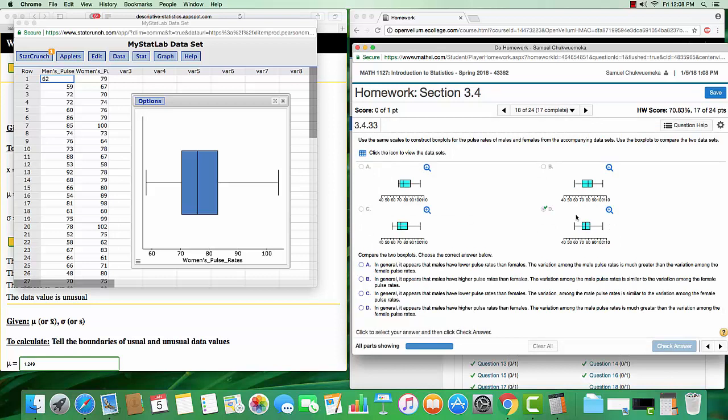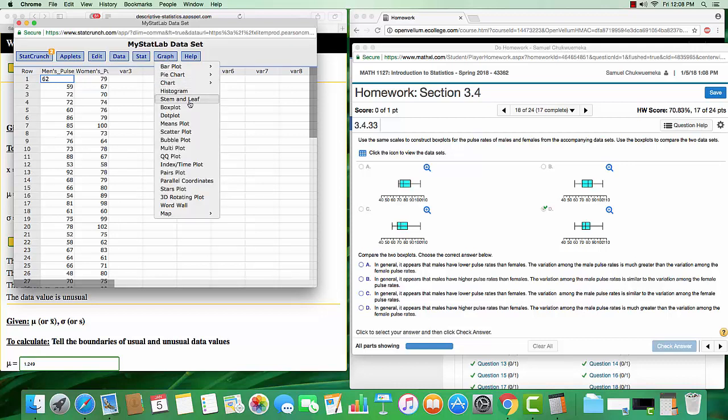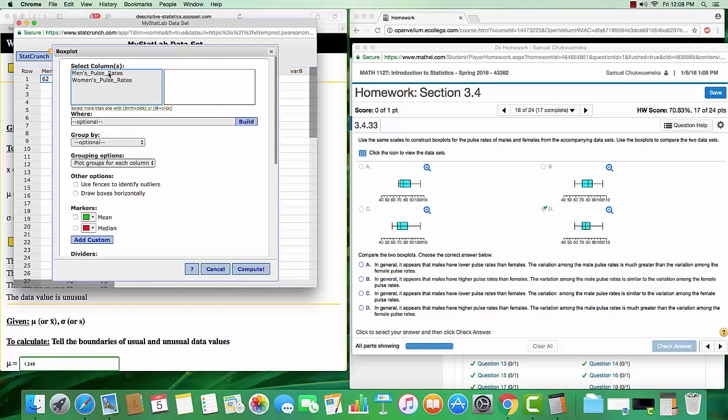All right. Compare the two box plots. Choose the correct answer. It's good when you're doing this. The first one says, in general, it appears that males have lower pulse rates than females. So let's compare the two box plots on the same scale. Go to graph, click on box plot, and select both of them. You hold the command key, select the women's pulse rates, check the box, draw boxes horizontally, click compute.